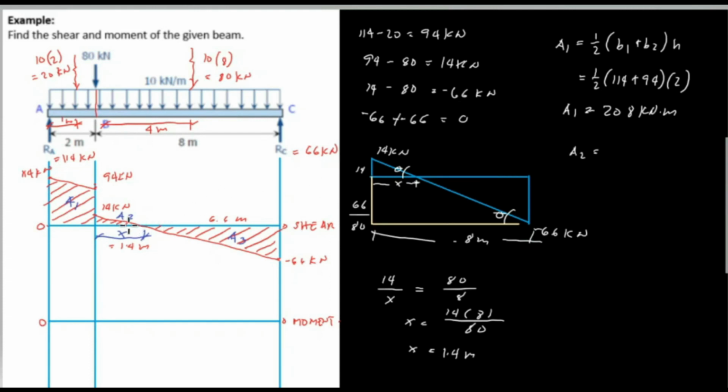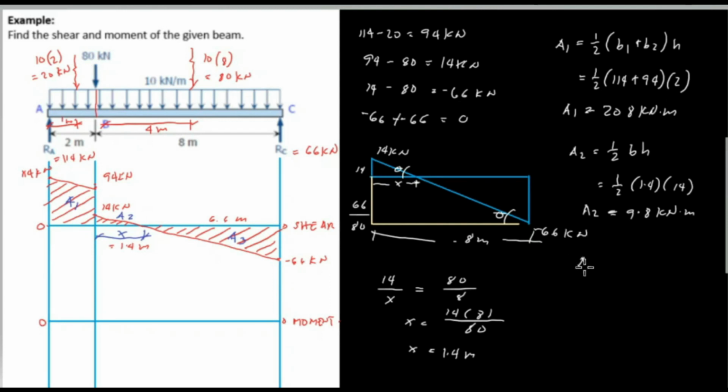Next, area 2, the small triangle. The formula for a triangle is 1/2 of base times height. So 1/2 of the base, which is the distance x, or 1.4, times the height, or the shear force of 14 kilonewton, gives area 2 as 9.8 kilonewton meter. And the sign is positive because it is above the shear line.